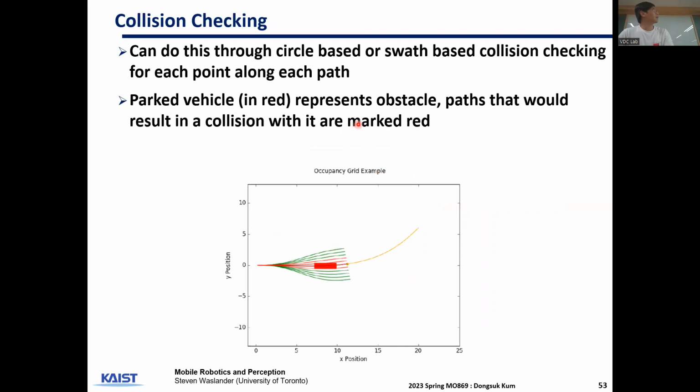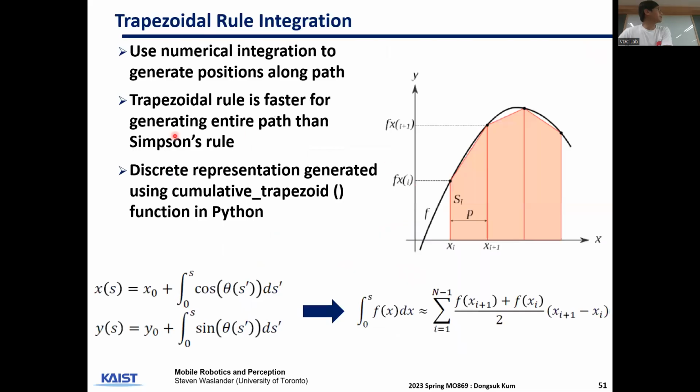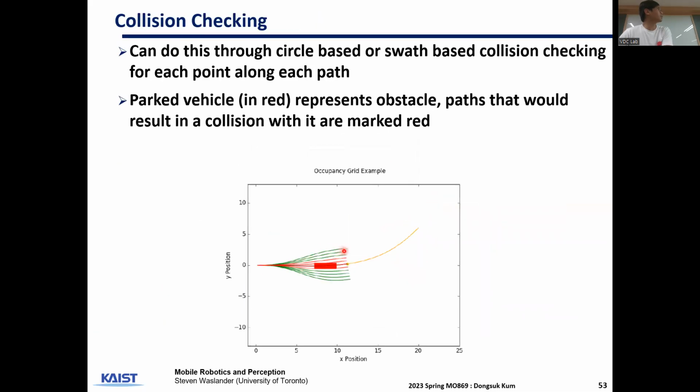We can do this by using, for example, circle-based or swath-based collision checking processes for each point along the path. So we use this to find all the necessary points along the path, and then check each point for any overlap with existing obstacles. In this case, the parked vehicle in red represents an obstacle, and the 4 curves here will intersect with the vehicle. These paths should be removed from the generated set.